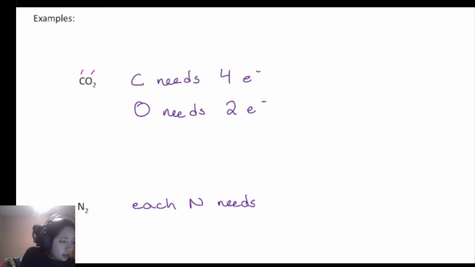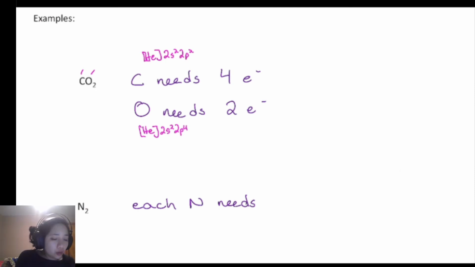So carbon, remember, its electron configuration is helium, 2s2, 2p2. So it wants 4 electrons. Oxygen is helium, 2s2, 2p4. So oxygen needs 2 electrons.